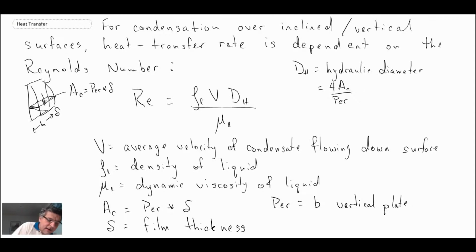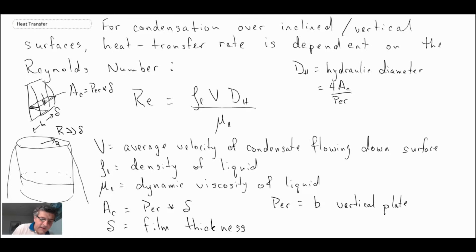If we're looking at a vertical cylinder, however, it's going to be different. Now with the vertical cylinder, the radius of the cylinder, R, needs to be much larger than the thickness of the film, delta. But what will happen is you get condensation forming around, and here the area is going to be related to the perimeter, or the cross-sectional area. So the perimeter, as we've defined, is equal to pi times d, and that would be for a vertical cylinder.